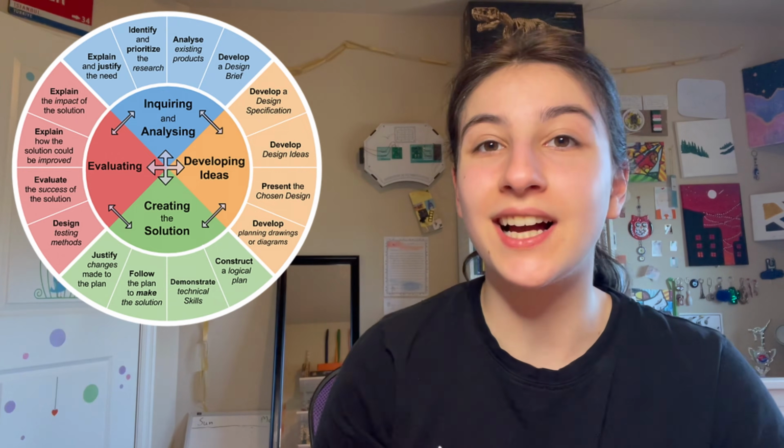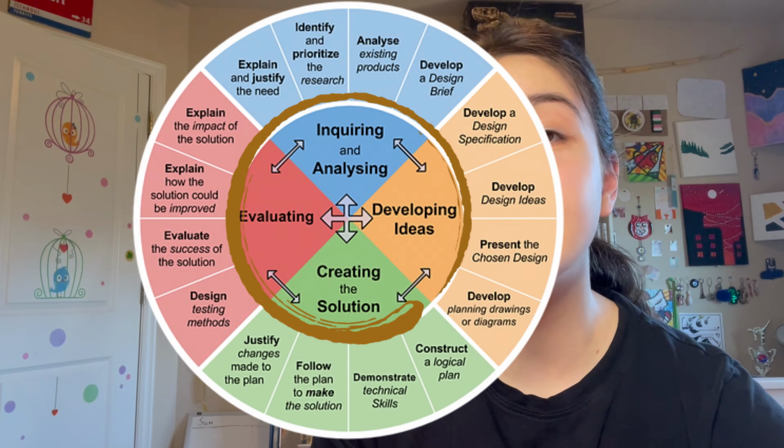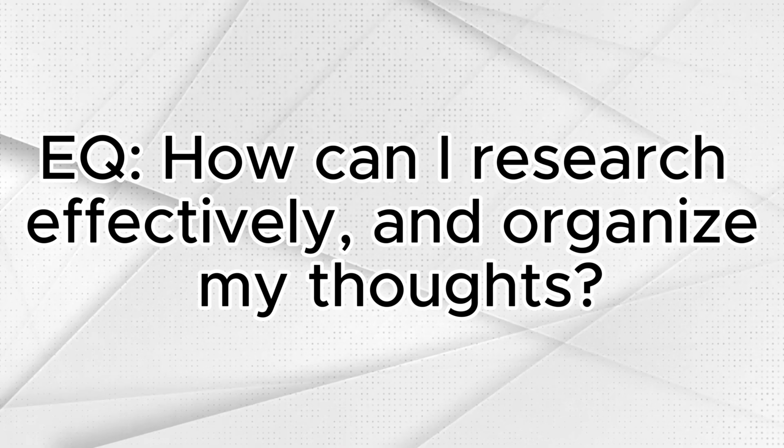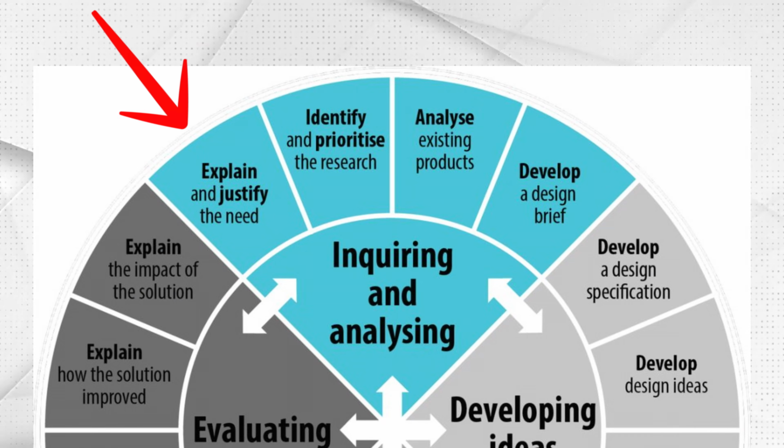This is a design cycle. The 4 larger parts are the different stages in the cycle, while the 4 smaller parts are the steps for that stage. So let's dive deeper. How can I research effectively and organize my thoughts? Now let's take a look at A.1, Justify the Need.